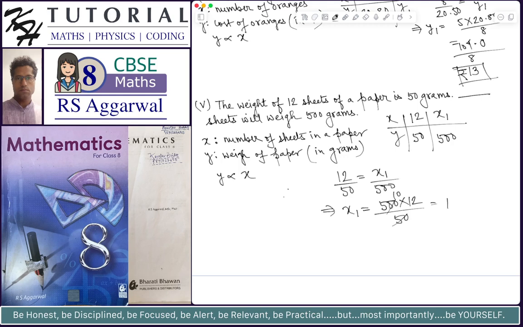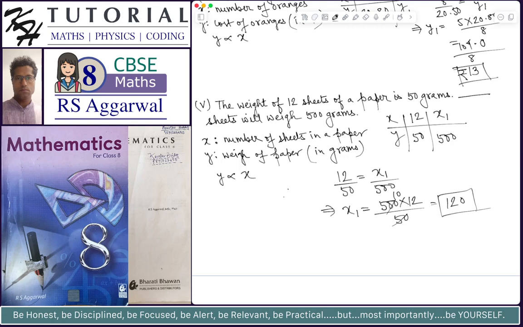So this is 120. So 120 sheets will weigh 500 grams, and the answer is consistent, because if 12 sheets weigh 50 grams, then definitely more than 12 sheets will weigh 500 grams, and hence the answer is 120, which is 10 times more than 12.